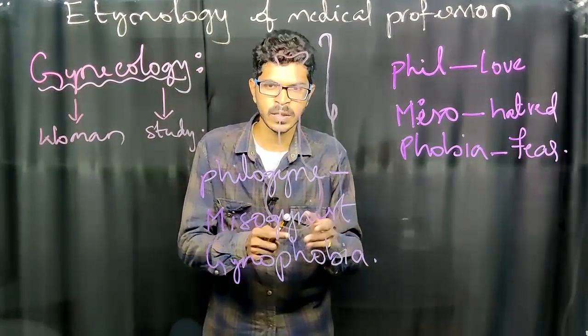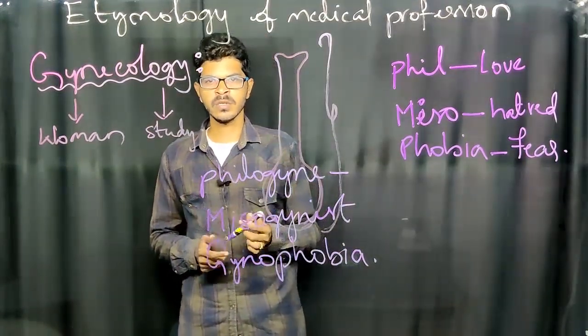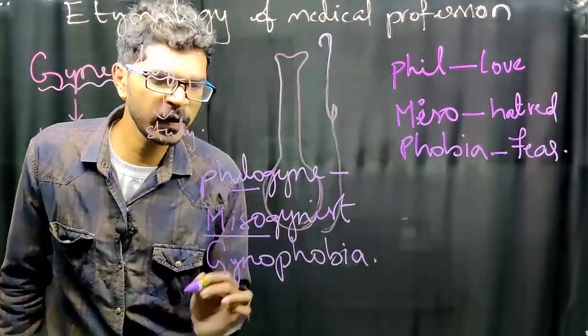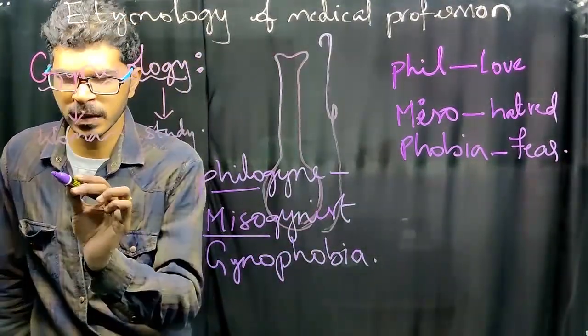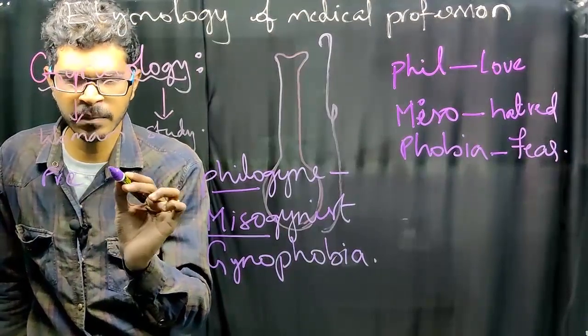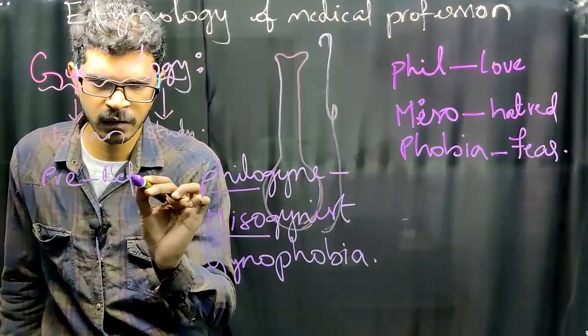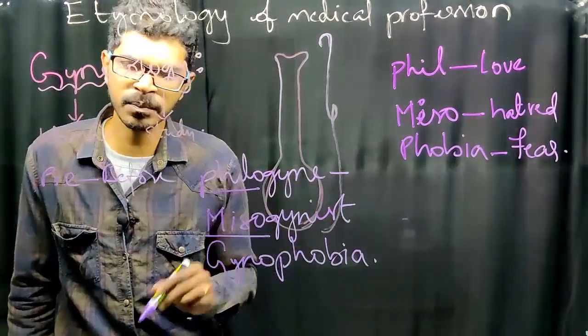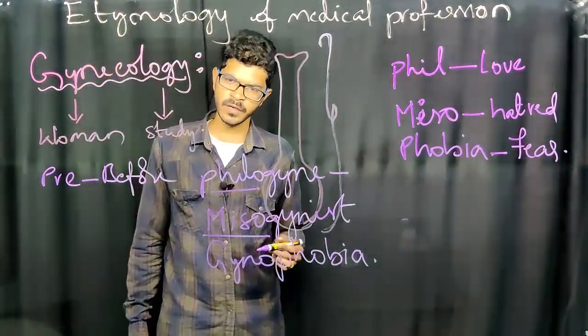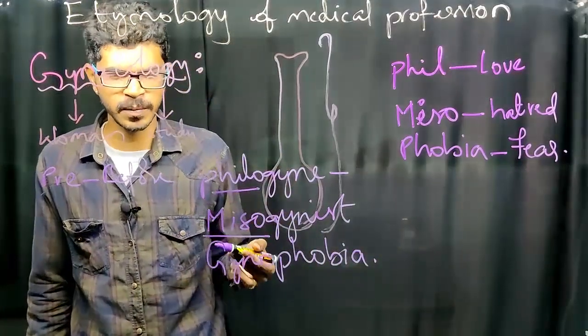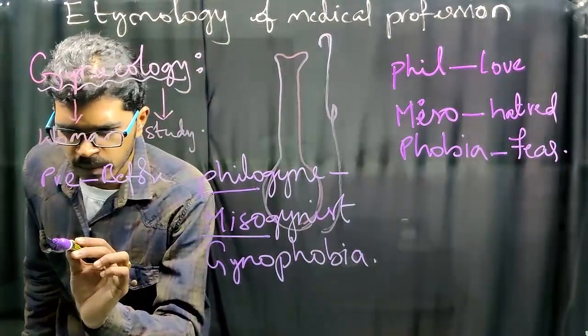Of women. Okay, so one more thing I would like to tell you. So here phil and meso are prefixes. Pre means before. They are used before the main word, that's why they are called prefixes. We are fixing them before the main word, that's why it is called a prefix. But whereas, what do you mean by a suffix?